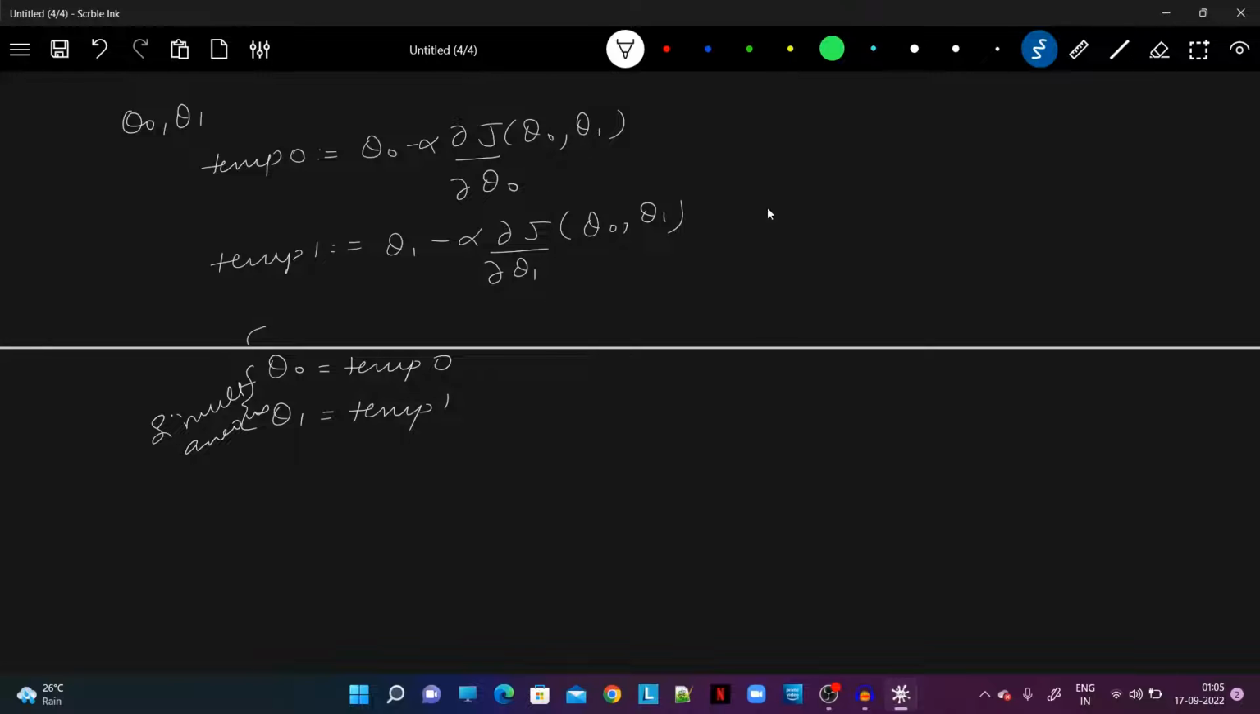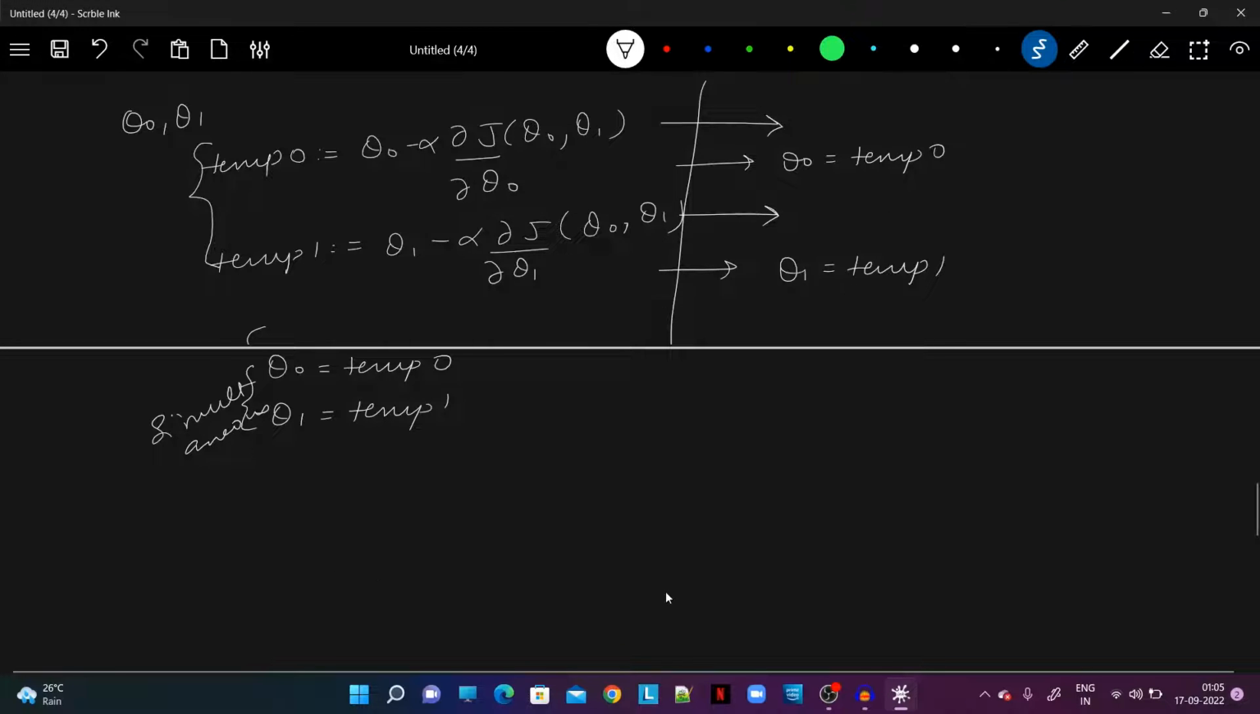Now there is another way to it. What could be the other way? Another way is you'll find this value after calculating it. Just after this step you'll say theta naught is equal to temp 0, and after that you calculate this particular value and then you say theta 1 is equal to temp 1, which is a wrong way of assignment. So basically you have to find the updated value of parameters first and then you do the assignment and then you iterate over it again.